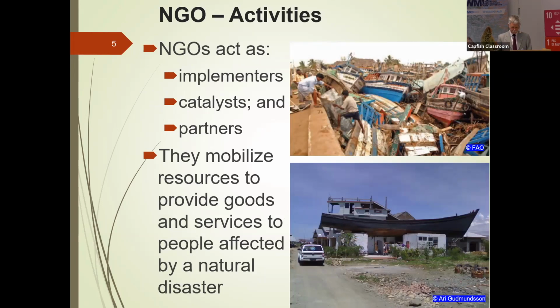And for the activities, the NGOs act as implementers, catalysts, and partners. They mobilize, for example, resources to provide goods and services to people who have been affected by a natural disaster. And in that role, they normally work closely with the member states and sometimes the international organizations. In this presentation, I will focus on NGOs' roles as partners.